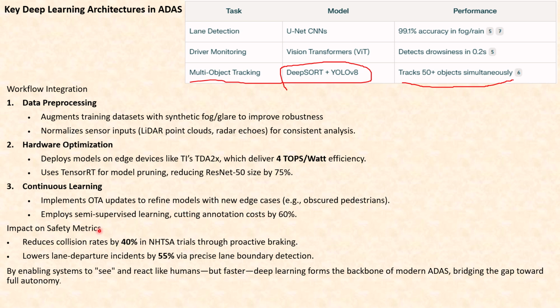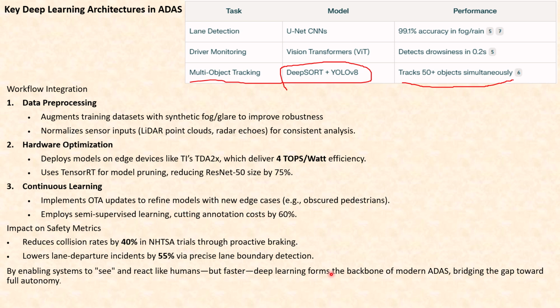Now, how does it impact safety? How can you identify the metrics based on some safety metrics? It reduces collision rates by 40% as per NHTSA through proactive braking, and it lowers lane departure incidents by 55% via precise lane boundary detection. So you can understand how much the efficacy has improved because of this deep learning. By enabling systems to see and react like human beings, but faster, it does not only see and react like human beings, but even faster.